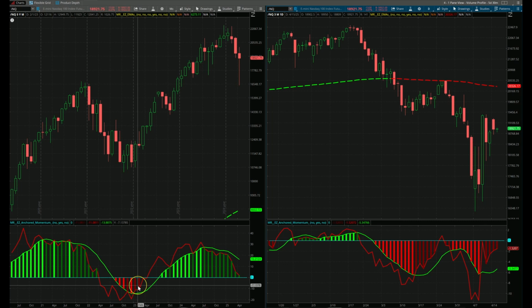Patience is a virtue as long as it's not going to hurt you. So there's that. But the fast line crosses the zero line. We got a little pause right here. And then boom, off it goes. Not easy to stay in though. And these are months at a time.